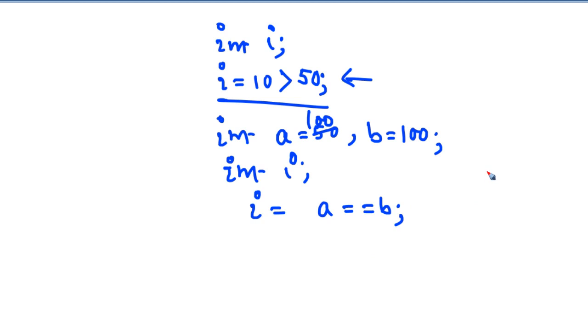Now don't confuse the assignment operator and the equality operator. This assignment operator assigns the right hand operand to the left hand operand. This is assignment. But here equals to is the comparison operator. It tests the equality of the operands. If the operands are equal, then it returns 1, otherwise it returns 0.